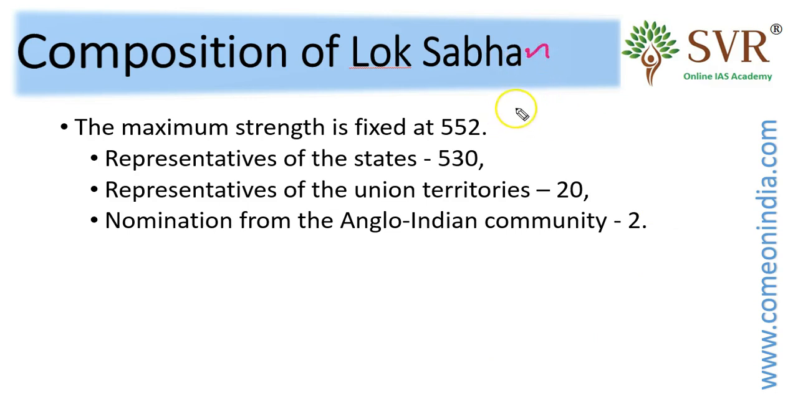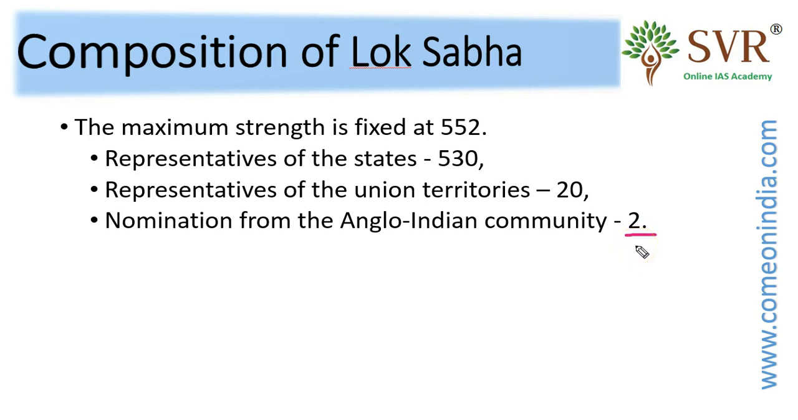The lower house has a maximum of 552 seats. It is fixed. Among the 552 seats, 530 seats were allocated for the states and 20 seats were allocated for the union territories. Finally, the remaining 2 seats were allocated for the Anglo-Indian community, who can be nominated by the President of India. This provision is available in Part 5 of the Constitution of India itself.